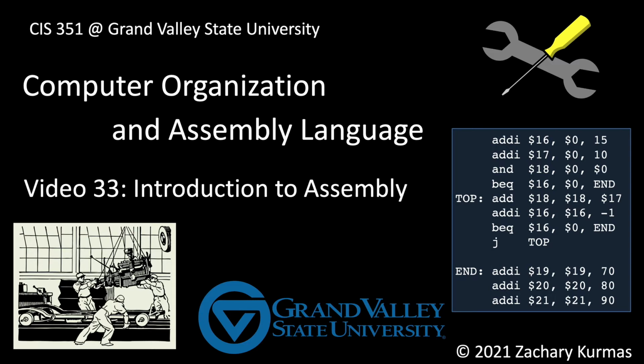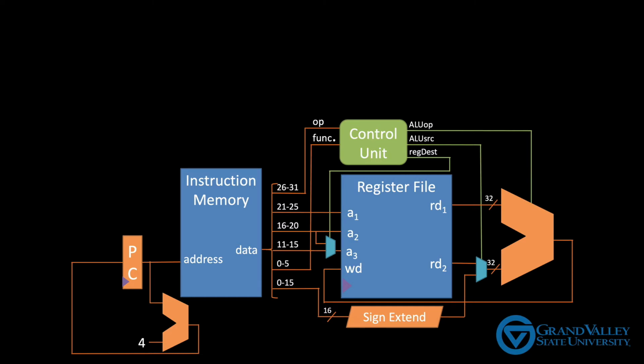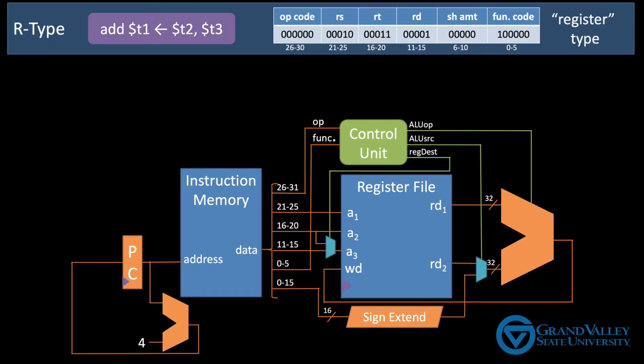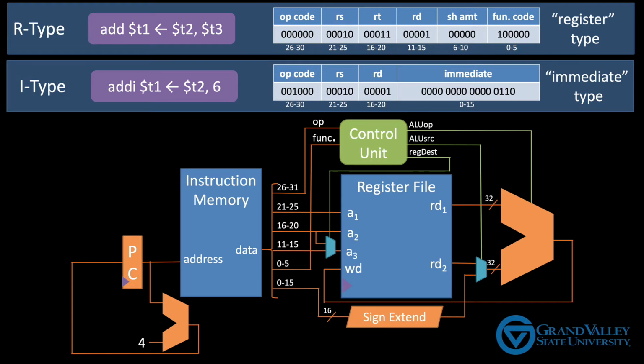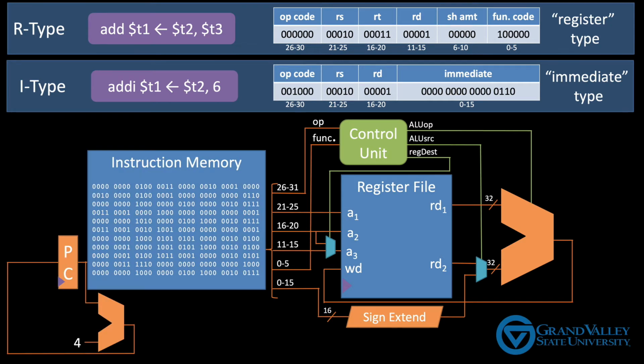We have thus far constructed a CPU that can handle two types of instructions: register-type instructions that take two registers as input, and immediate-type instructions that take one register and an immediate value. As we saw in videos 29 through 31, a program is just a sequence of instructions. To run a program, we need only load RAM with the instructions we want to run.